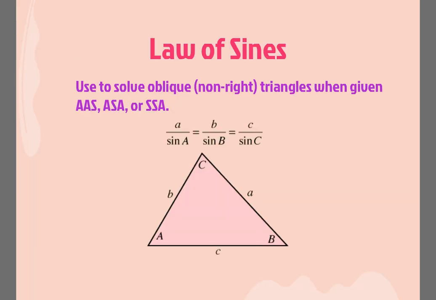As a quick reminder, this is the law of sines, and it can be partnered up in any two pairs. So I can say a over sine of A equals b over sine of B. I can say b over sine of B equals c over sine of C, or I can do the a's and the c's: a over sine of A equals c over sine of C. And we'll use this to solve for any missing side or angle in a triangle when given angle, angle, side, or side, side, angle of non-right triangles.